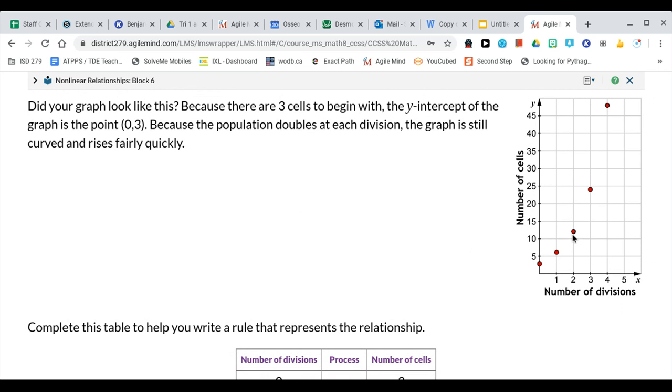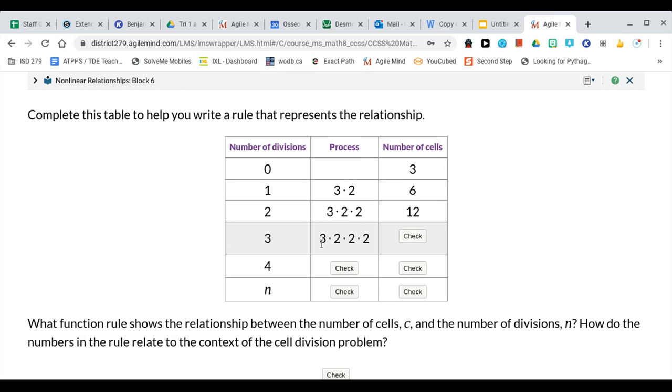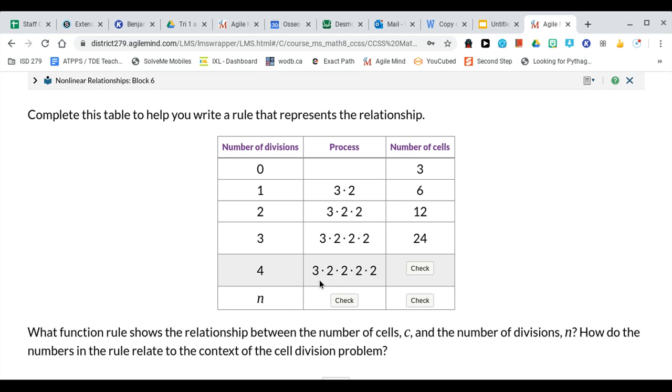Every time we go up, we're multiplying the last number by 2. So if we were to complete our table, instead of 1 cell starting off, we started off with 3. After 1 division, we had 6 cells. After 2 divisions, we had 2 2s and 12 cells. Then, after 3 divisions, we have 3 2s, so we're multiplying it by 2 3 times, and then we would have 24 cells. Again, 4, 3 times 4 2s, and 48.